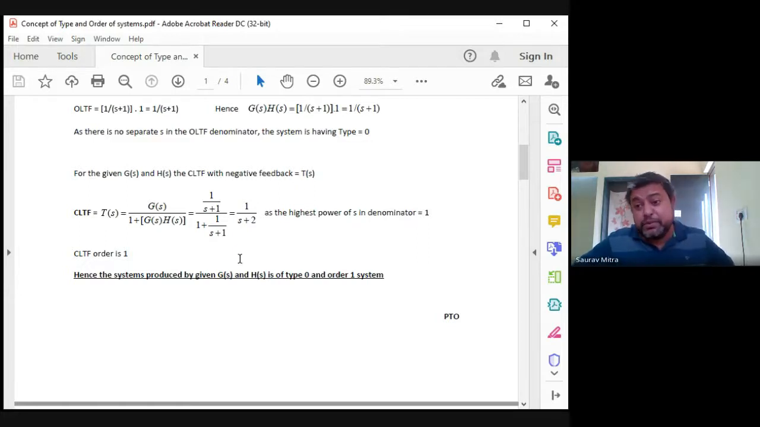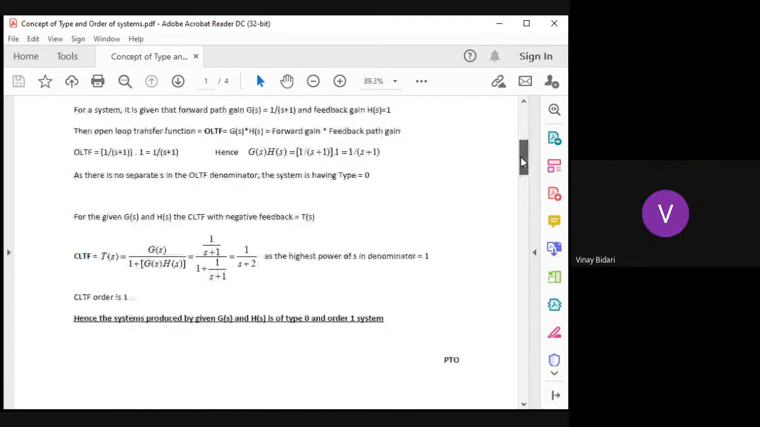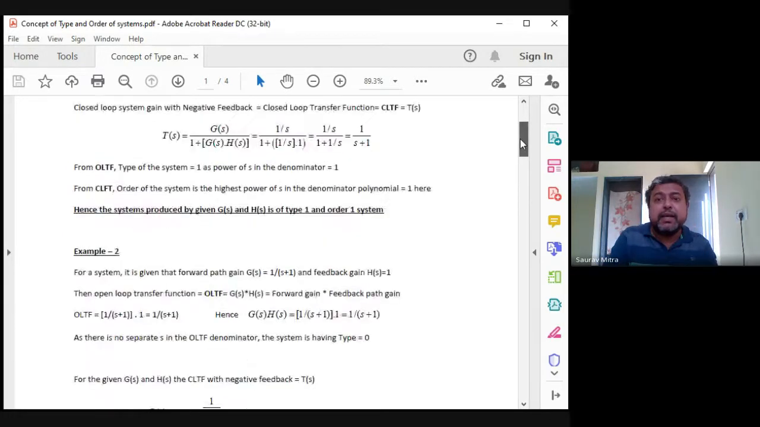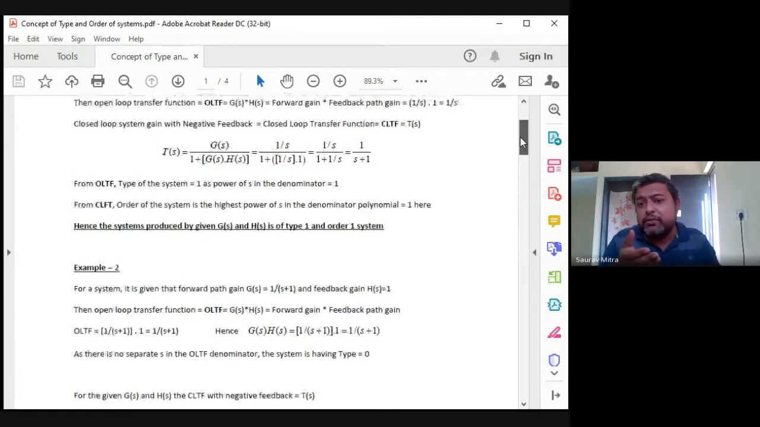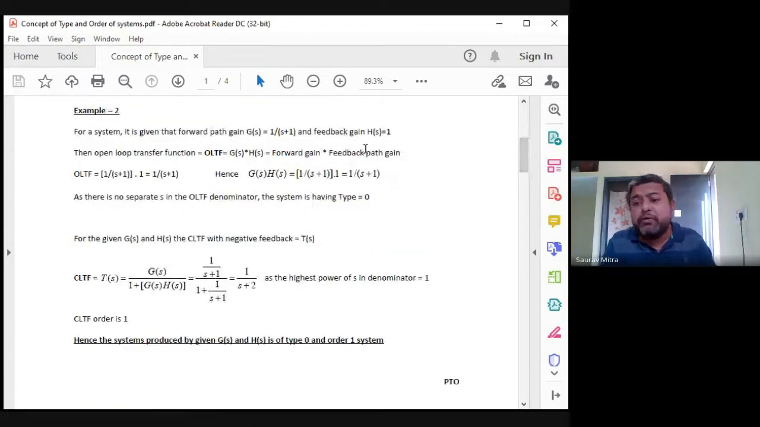Which closed loop system is more stable, the previous one or the present one? The present one, sir. Why? The more negative the real part, the more stable. Very good. Remember this: the deeper the pole is into the negative real axis, the more stable the system will be. So I can give you one forward gain of 1 by s with feedback gain of 1, and another forward gain of 1 by s plus 1 with feedback gain of 1. Tell me which of the closed loop systems produced by these three is going to be more stable. What will your comment be?